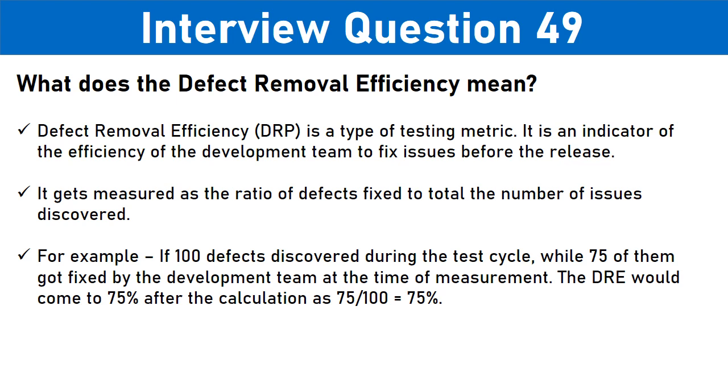Another good one for testing interviews: what does defect removal efficiency mean? Defect Removal Efficiency, or DRE, is a type of testing metric. It is an indicator of the efficiency of the development team to fix issues before the release. It gets measured as the ratio of defects fixed to the total number of issues discovered. For example, if 100 defects were discovered during the test cycle, while 75 of them got fixed by the development team at the time of measurement, the DRE would come to 75% after the calculation as shown.